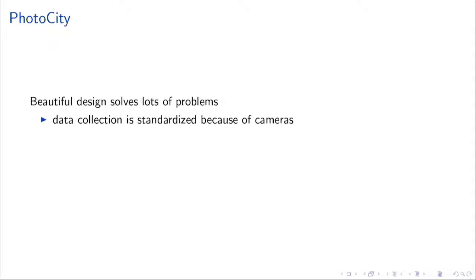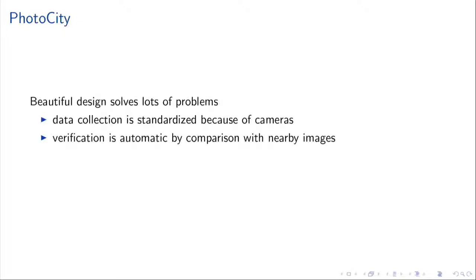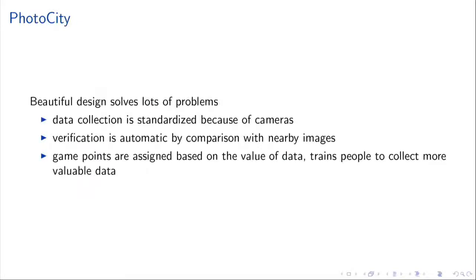So it's a beautiful design that solves lots of problems. As I said, standardizing the data collection means de-skilling, which increases the number of people that can participate. The verification is automatic by comparing to nearby images. And the other thing I love about this is that they help people contribute more valuable information using the scoring system they have. So the number of points that you get for your picture is related to the number of pixels that it adds to the reconstruction. And so over time, they're teaching the respondents how to contribute better and better data.